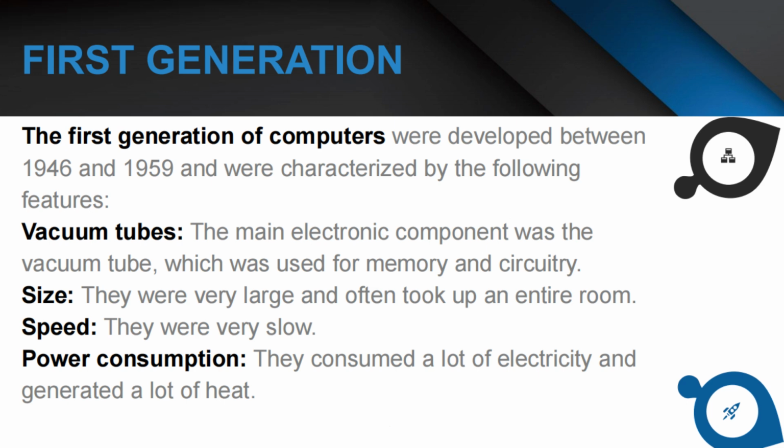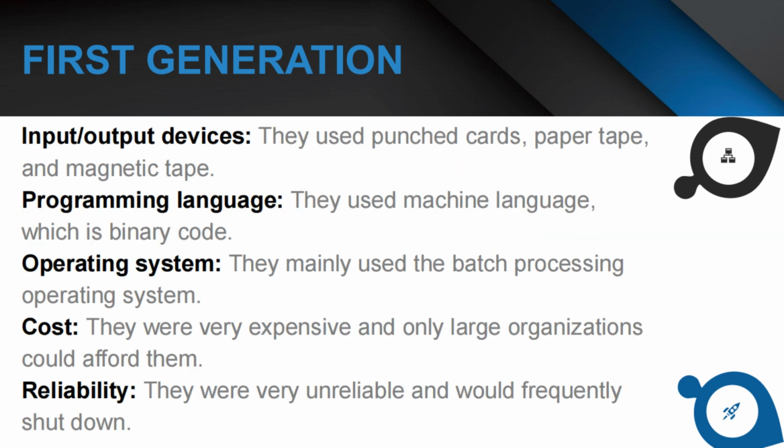First generation. The first generation of computers were developed between 1946 and 1959 and were characterized by the following features. Vacuum tubes: the main electronic component was the vacuum tube, which was used for memory and circuitry. Size: they were very large and often took up an entire room. Speed: they were very slow. Power consumption: they consumed a lot of electricity and generated a lot of heat.